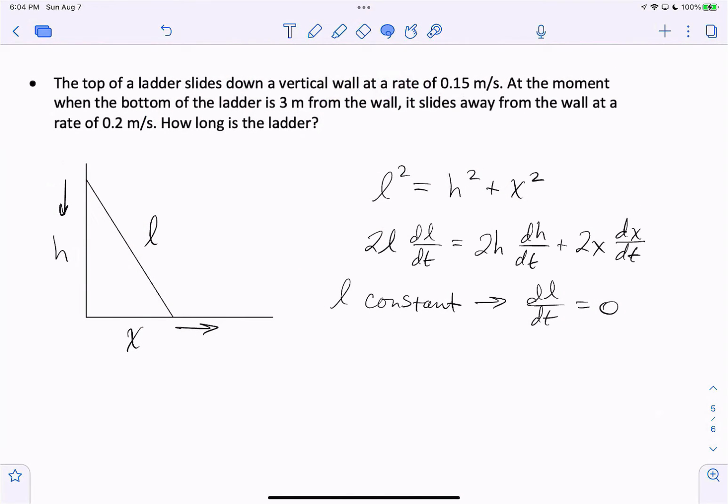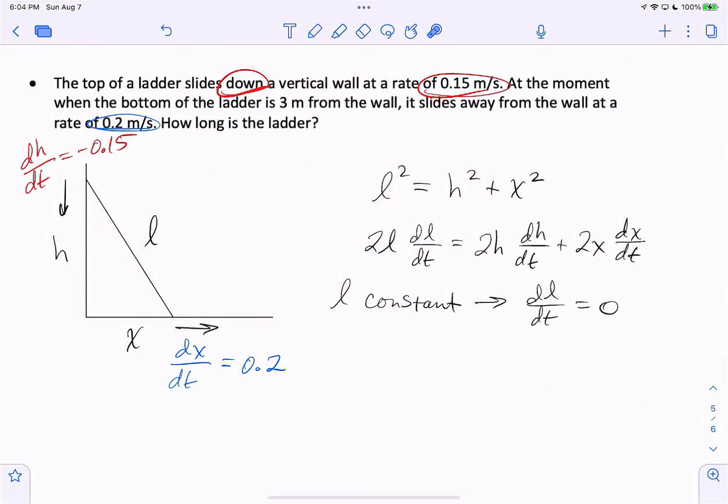All right, according to the information that we were given, we have a dh/dt and a dx/dt, but there are two things tricky about this. Number one, dh/dt, since the ladder is sliding down the wall, is going to be a negative 0.15. So that was something to note. dx/dt is 0.2. The other thing that's tricky is that L is a constant. So when I take L squared equals h squared plus x squared, I have 2L dL/dt equals 2h dh/dt plus 2x dx/dt. dL/dt is equal to 0.